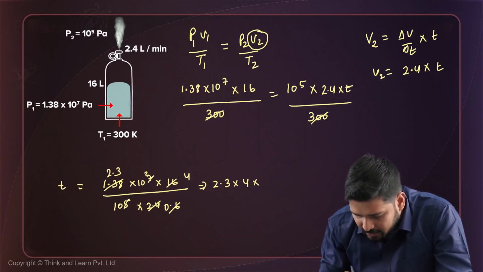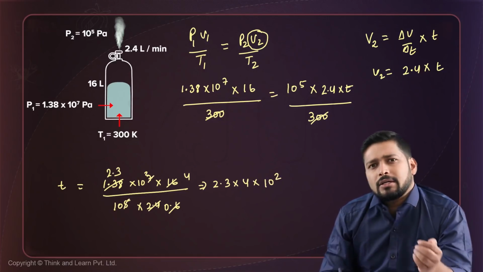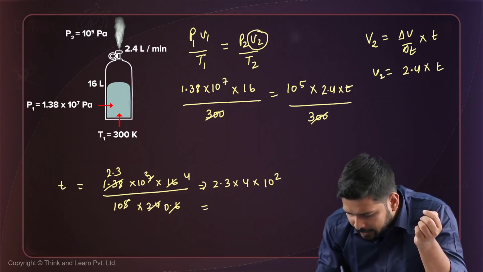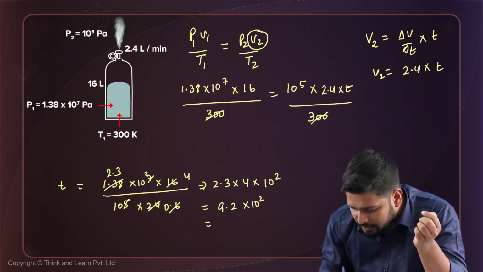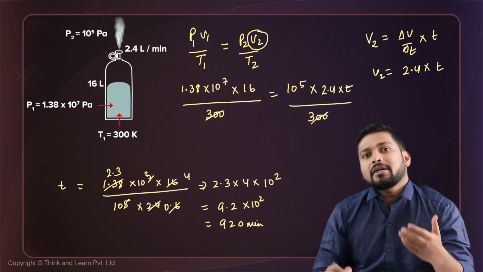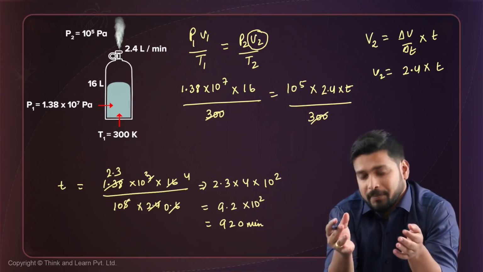So I get this as 2.3 into 4 into, and this 10 to the power 5 and 10 to the power 7 gets cancelled out, and we get 10 to the power 2. So 2.3 into 4 is equal to 9.2, and 9.2 into 10 to the power 2 minutes. So this is equal to 920 minutes, right? So 920 minutes is the total time it takes for the oxygen cylinder to be empty, right?